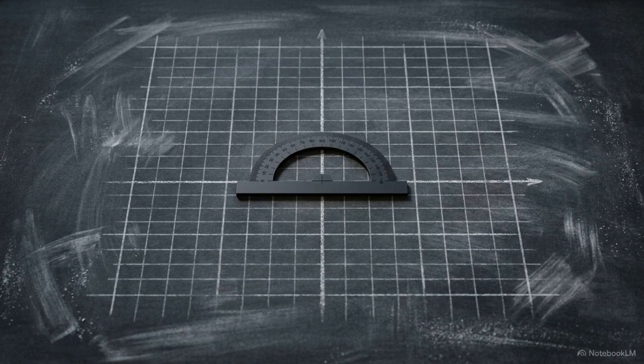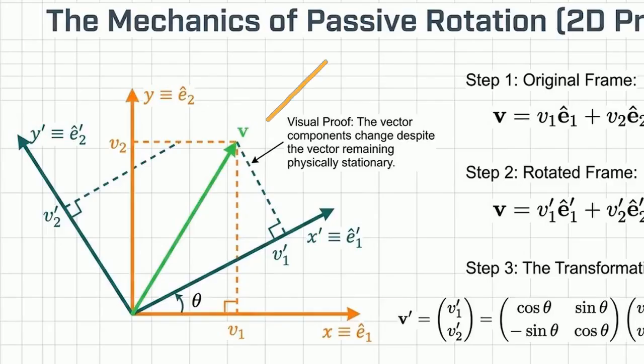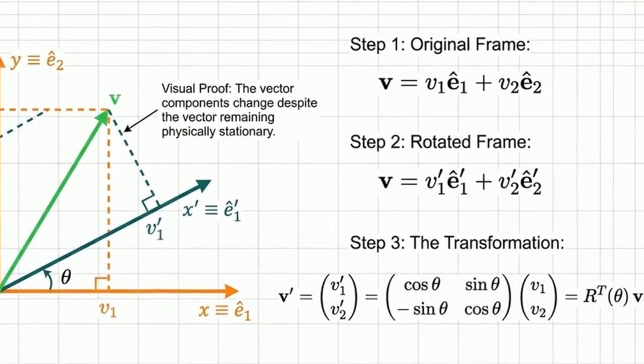We can demonstrate the effect of this perspective shift using a basic two-dimensional proof. We start with a green vector, v, which remains completely stationary relative to the original orange x and y axes. Next, we rotate our reference frame. The physical vector does not move, but we introduce a new dark green coordinate system offset by the angle theta. The dashed projection lines show that while the vector is unchanged, its numerical coordinates on our new axes have shifted. The same physical entity now has a different mathematical description.